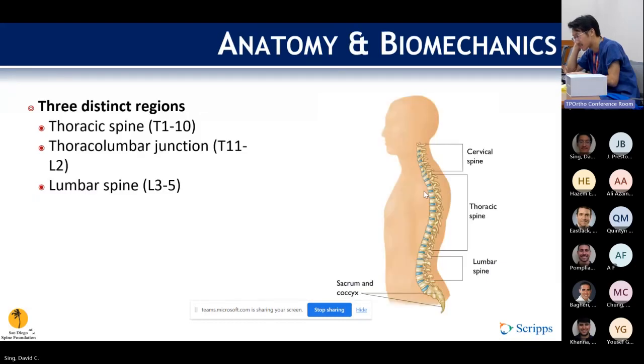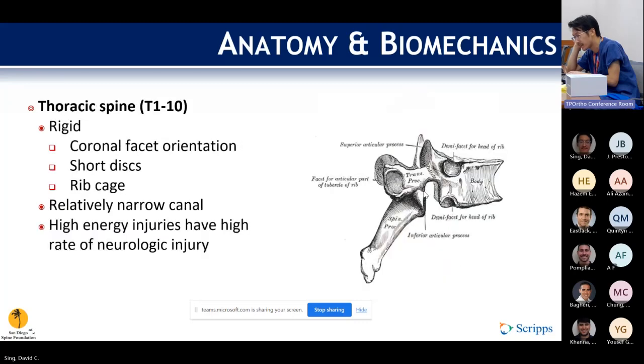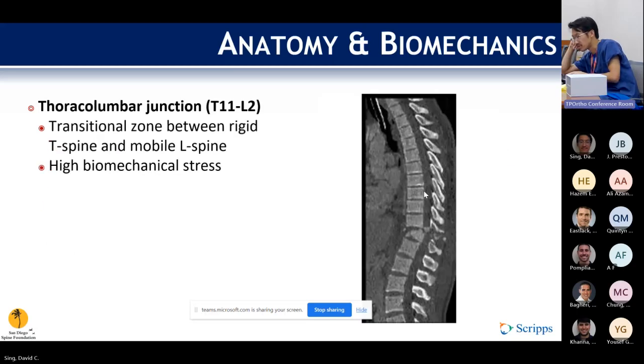So going back to the basics, there's three regions of the spine. The thoracic spine tends to have a slightly different anatomy with more rigidity, less motion, smaller canal size, and thus in trauma, the thoracic region tends to have a higher rate of neurologic injury. Especially at the junction between the T and L spine, there's a focal area of kyphosis that might be even more stressed than other areas because of the transition there.